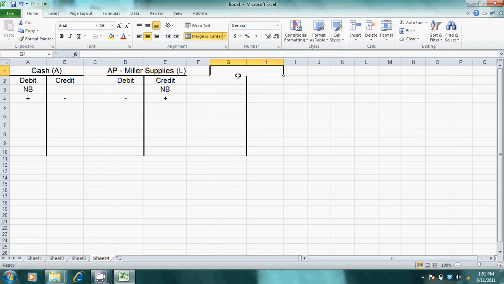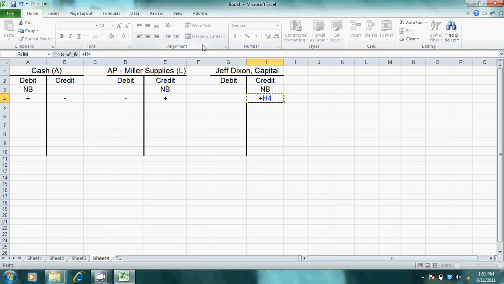All right. And the last one I'm going to do is Jeff Dixon, Capital. And again, I know I mentioned this with the first one, but it doesn't matter what accounts we're doing. Debit will always be on the left, credit will always be on the right. And since capital is under owner's equity, which is on the right-hand side of the accounting equation, then the normal balance is on the credit side, so that side gets the plus. I always do that. There we go. And the debit side is the decrease side, so that side gets the negative. And that is Work Together 3-1.